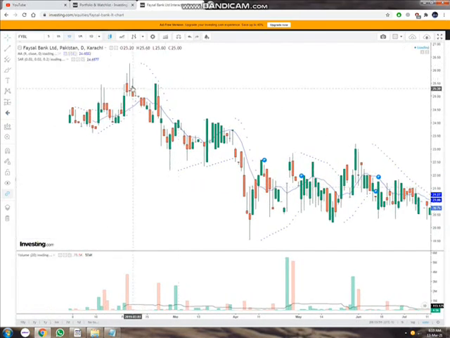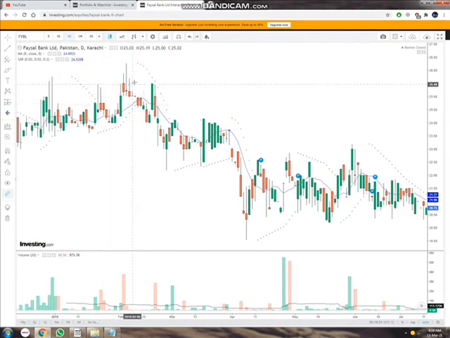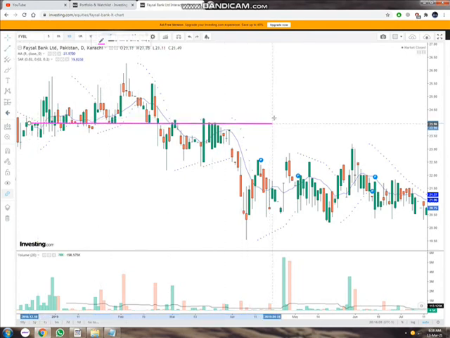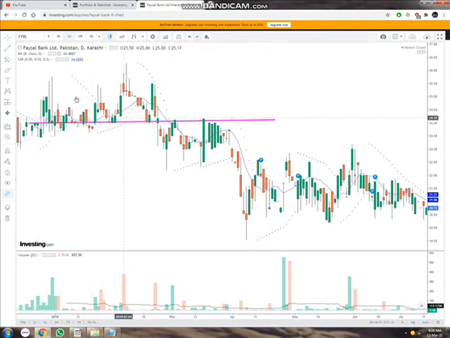Now you can see that from right here, this is a great entry point. You can see that this was a support. This trend line is acting as a support level for the price. So as it crossed this trend line, this support level, it became a resistance level, touched this line again, came back down, again touched this line, and then after it touched the trend line for the second time, it continued its downward momentum.